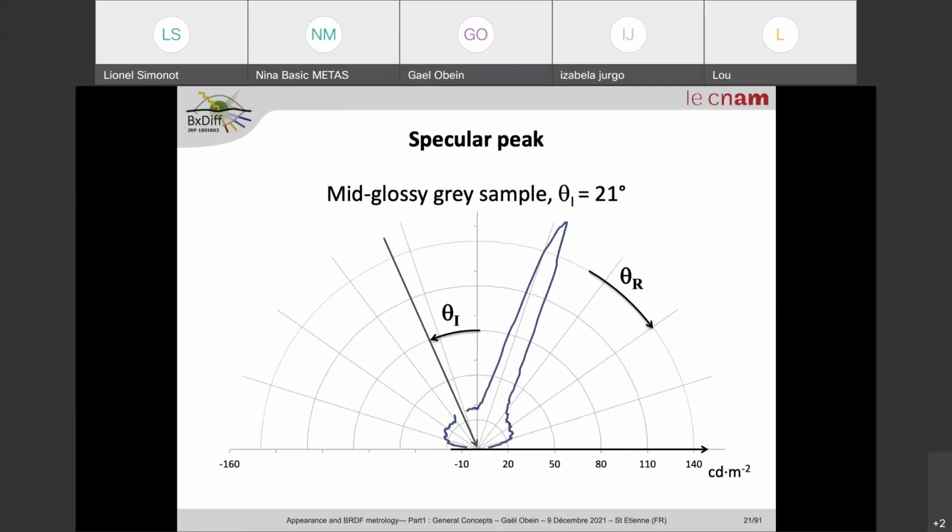This is a specular peak, a real one, not a modeled one. So if you put a detector and you illuminate here at 21 degrees or 20 degrees, then you get the specular. So it's not a black sample, it's a gray sample, because we can see there is a little diffuse light here in the feet of the peak. But then you have a peak.